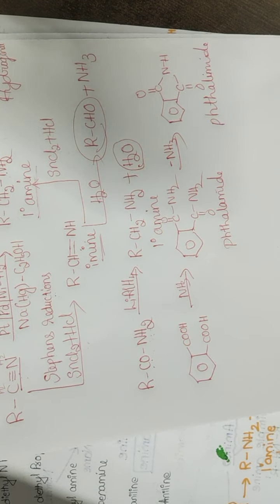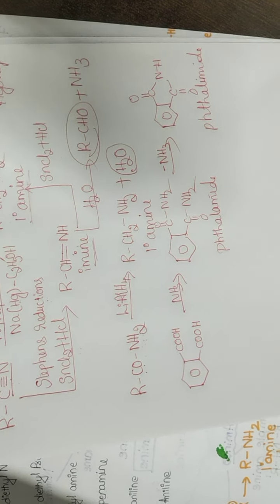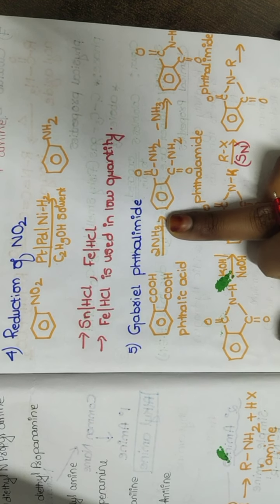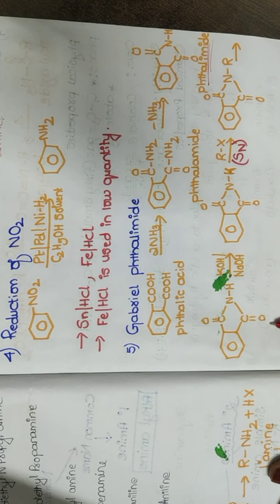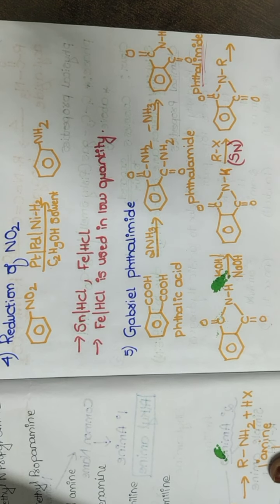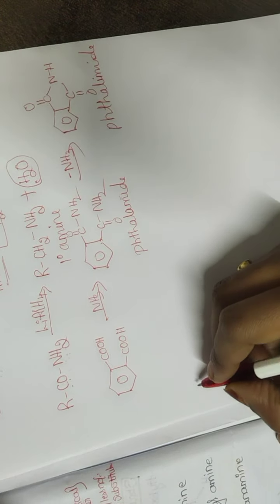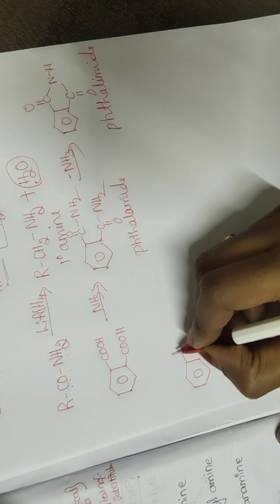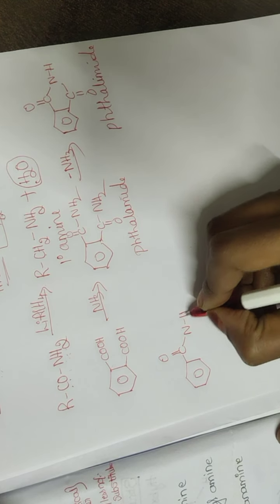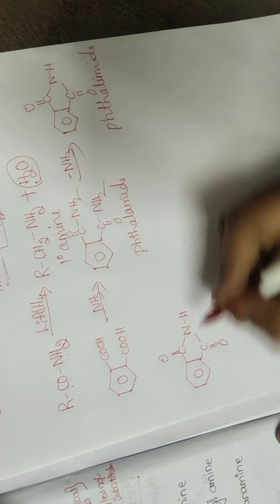Okay, so this is the substrate for Gabriel phthalimide synthesis. We have to use this phthalimide as a substrate and bring about the reaction. It is a very simple reaction, but you should know how to write the structure for phthalimide. So write down the phthalimide structure: here NH, again CO with NH.